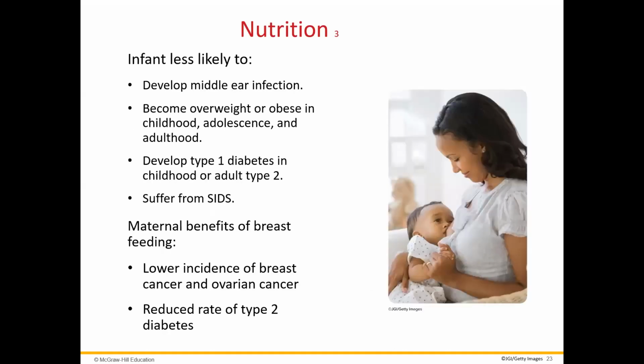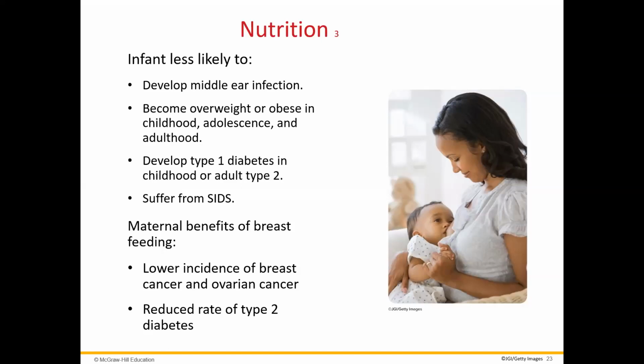Two more slides, people. Infant is less likely to develop middle ear infection. This is still benefits of breastfeeding. I forgot that there was more to the list. They're less likely to become overweight or obese in childhood, adolescence, or adulthood. They're less likely to develop type 1 diabetes in childhood or type 2 in adulthood. They're less likely to suffer from SIDS. So the list continued from this earlier slide of all the benefits.